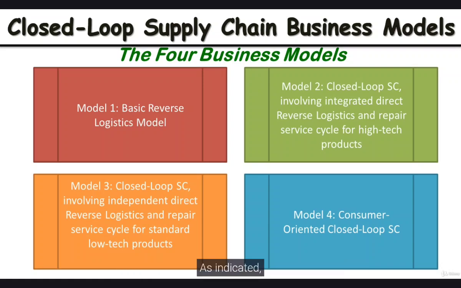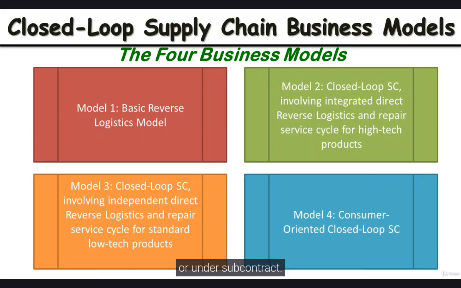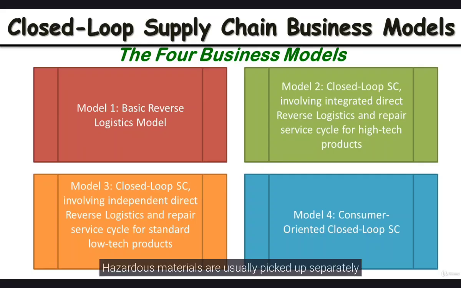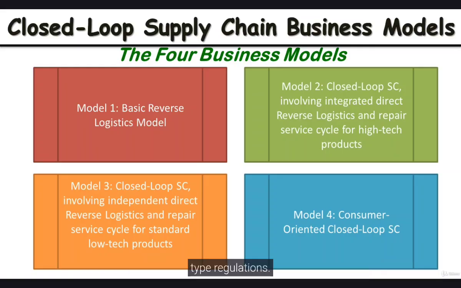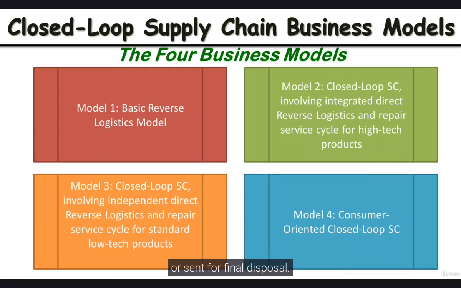As indicated, pickup and collection for residential consumers is usually done by local government agencies directly or under subcontracts. Hazardous materials are usually picked up separately and processed and disposed based upon specific regulations by load type. Other materials after pickup and collection are then sorted and assessed, leading to recycling and processing and sold for the value of the recycled materials, or sent for final disposal.